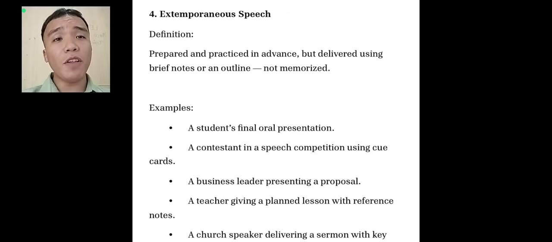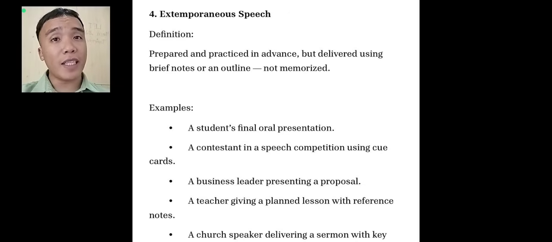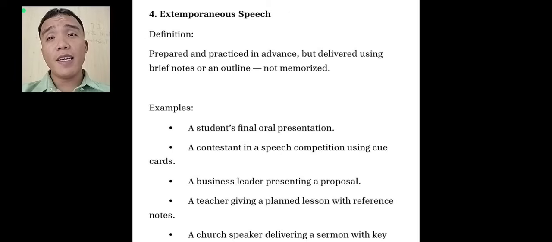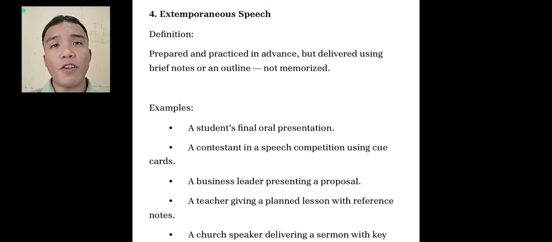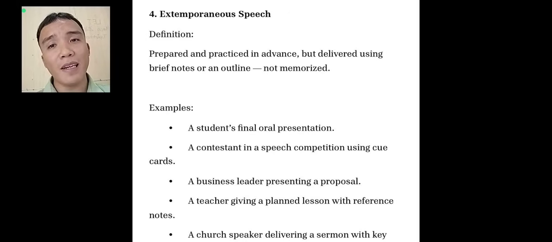Okay? So a good example of this would be during an extemporaneous speaking contest, wherein, for example, contestants will be given a topic. So say, for example, you will be given a topic about climate change. Okay? So you will be given 5 minutes to prepare your speech, meaning you will not be composing your entire speech altogether. You will be merely writing your outline, writing your bullet points, and then after 5 minutes, you will deliver your speech without memorizing it. Okay, you will only be following the notes or the outline that you give, and in some cases, you will not be able to bring that note to the front.